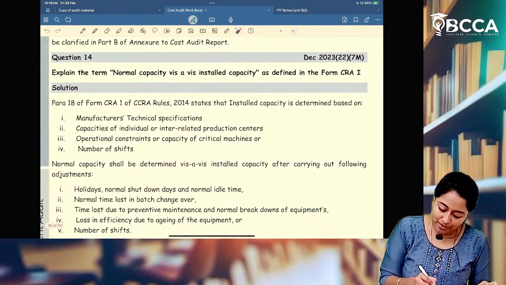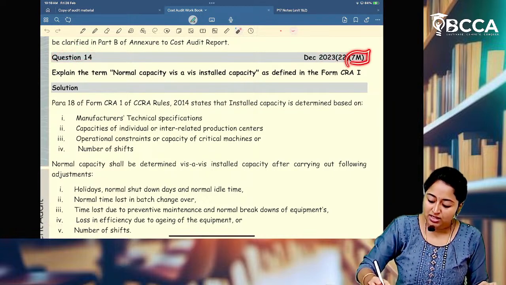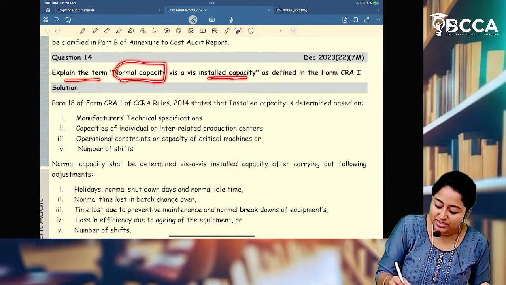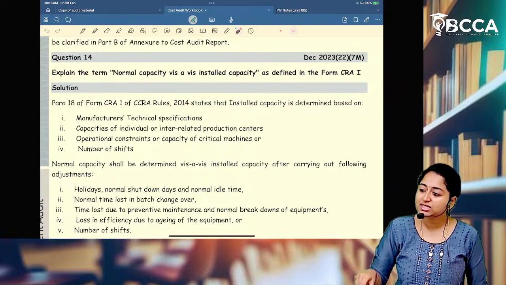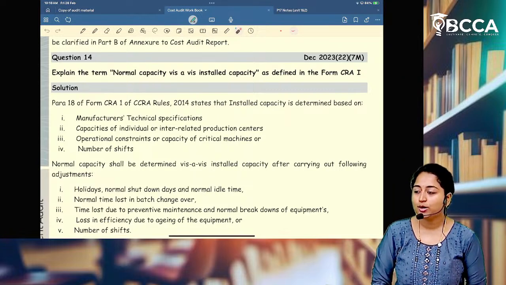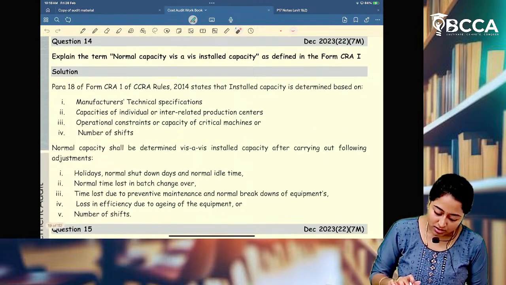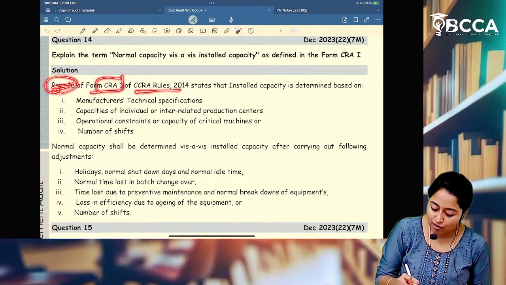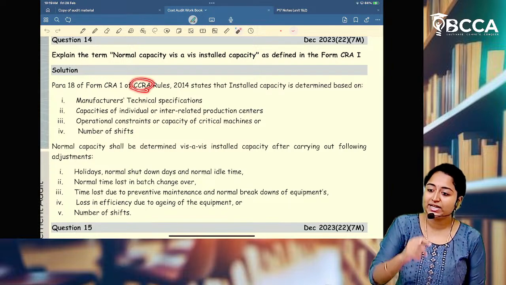Now, coming to question number 14, December 2023, asked for 7 marks. Explain the terms normal capacity and installed capacity as defined in Form CRA-1. Did we discuss this while discussing Form CRA-1? I have told you regarding normal capacity and installed capacity. So you have to write it; para 18 is not required. Form CRA-1 of the Companies (Cost Records and Audit) Rules, 2014. Don't write like this. Write it completely.